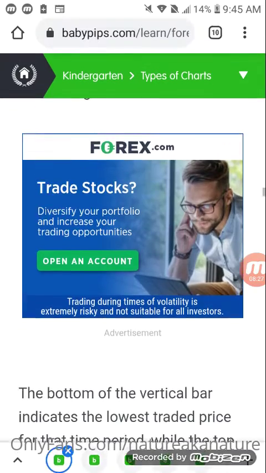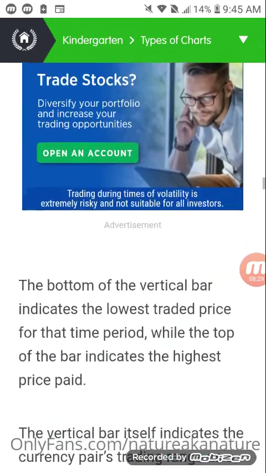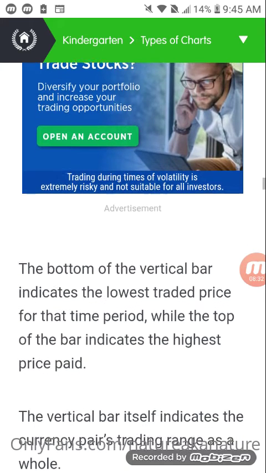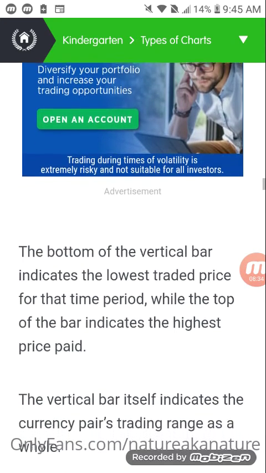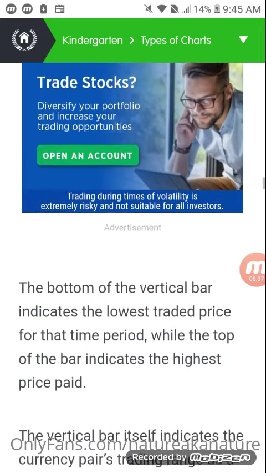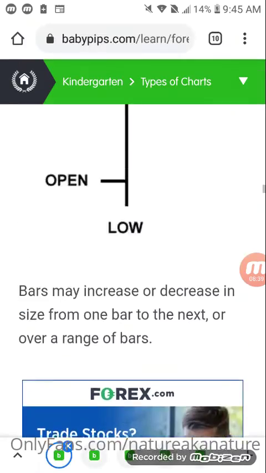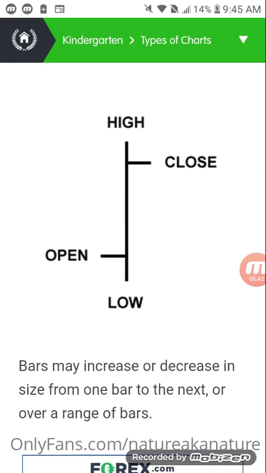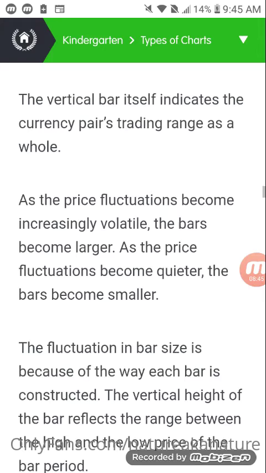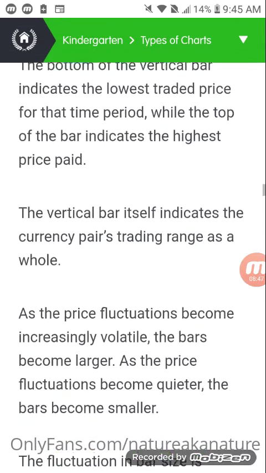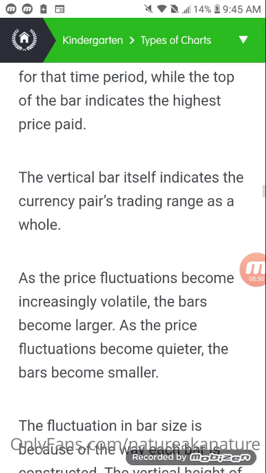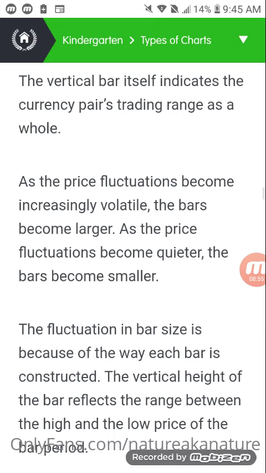The bottom of the vertical bar indicates the lowest trade price for that time period, while the top of the bar indicates the highest trade price paid in that time period. So you have the high and the low. You have the opening and the closing, just like in the candlesticks. The vertical bar itself indicates the currency pair trading range as a whole. It's like the body. As the price becomes increasingly volatile, the bar becomes longer. As the price becomes quieter, the bar becomes smaller, just like in candlesticks.